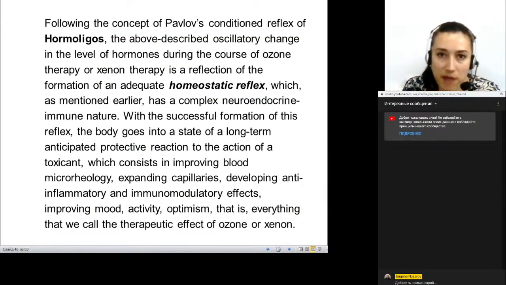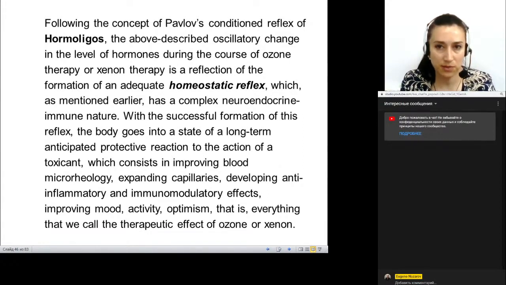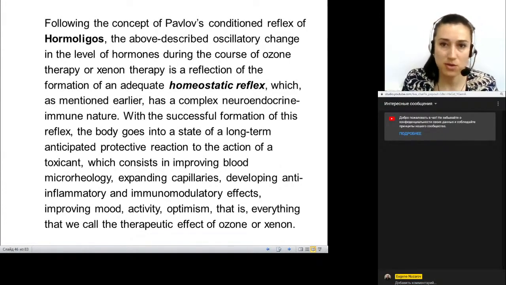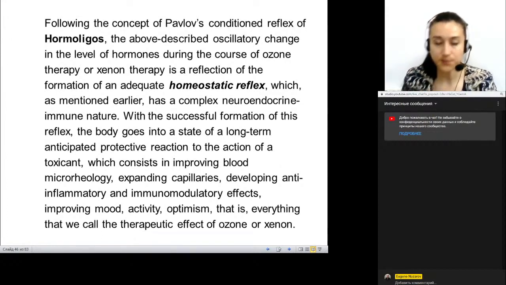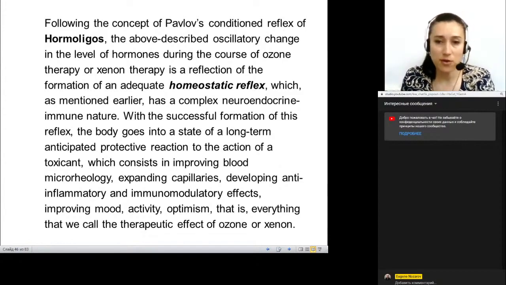So following the concept of Pavlov's conditional reflex of homologous, the above described oscillatory change in the level of hormones during the course of ozone therapy or xenon therapy is a reflection of the formation of an adequate homeostatic reflex, which, as mentioned earlier, has a complex neuroendocrine immune nature. With this successful formation of the reflex, the body goes into a state of a long-term anticipated protective reaction to the action of the toxicant, which consists in improving blood microcirculation, expanding capillaries, developing anti-inflammatory and immunomodulatory effects, improving mood, activity, optimism. That is everything that we call therapeutic effect of ozone and xenon.